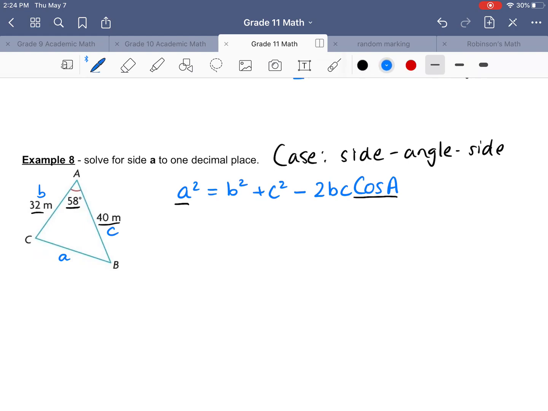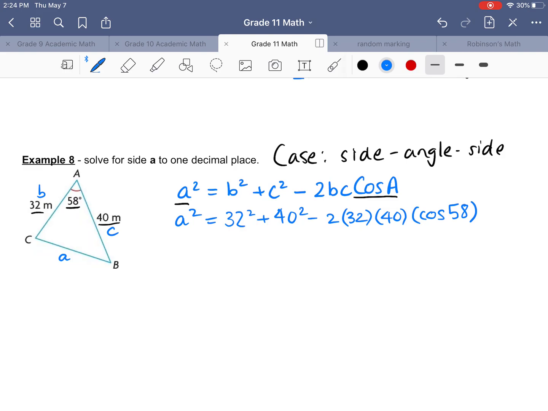So the next step, we are going to put in the information we know. So we know that B is 32. We know that C is 40. So we end up with a squared is equal to 32 squared plus 40 squared minus 2 times 32 times 40 times cos A. So cos of 58.